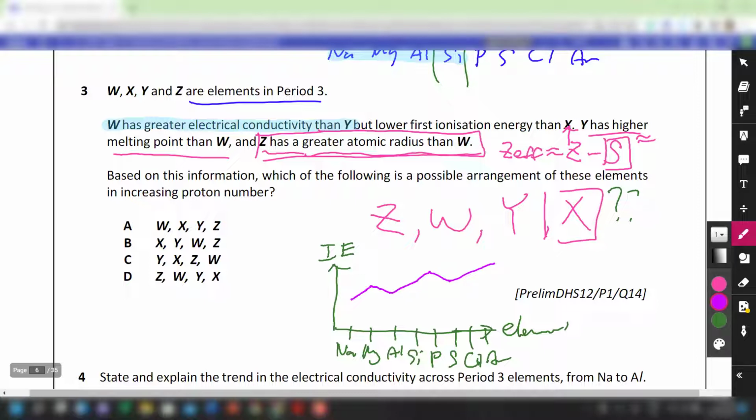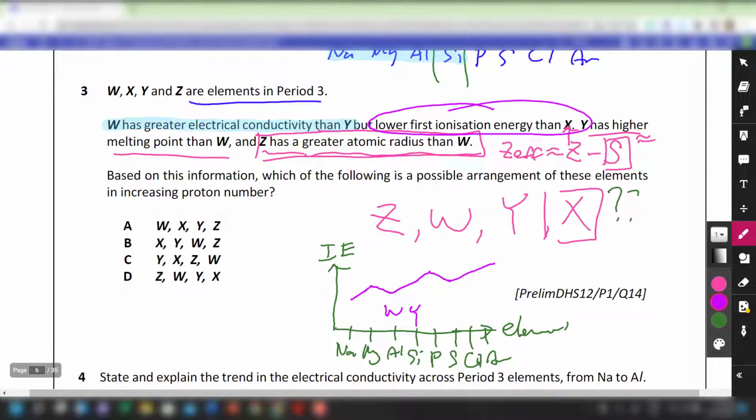Okay, so if Y were to be silicon, then it does make sense that, let's say, W is to the left of Y. So let's say W is here. So it does make sense that W will have a lower first IE than X. Let's say X is here. X can be any of these elements. It doesn't really matter because we were not told any other information about X. So in this case, the best answer would be option D.